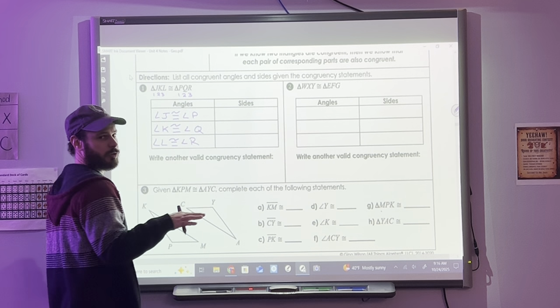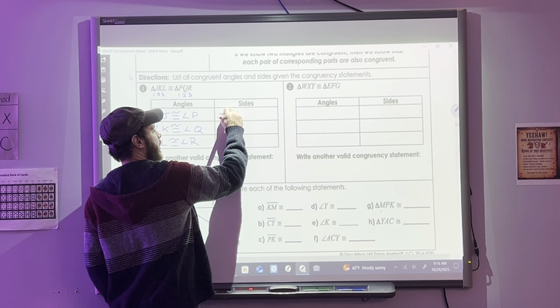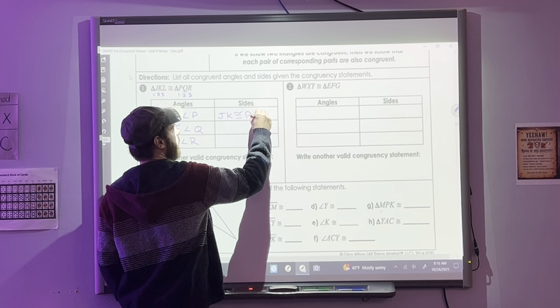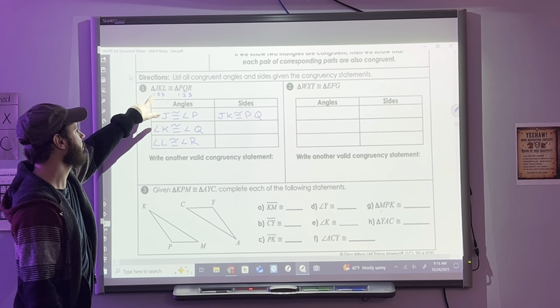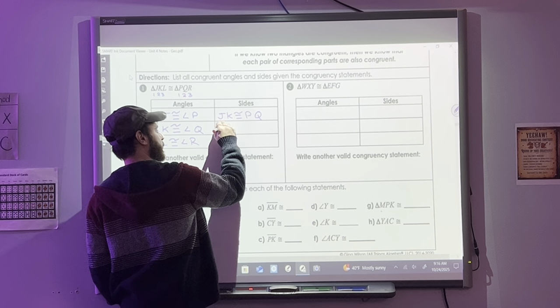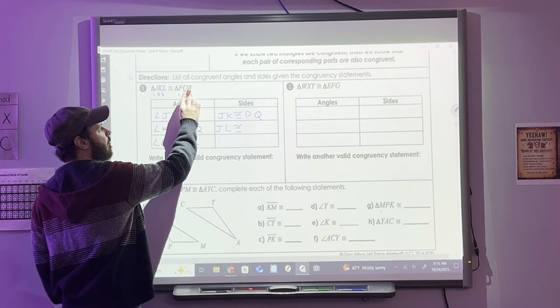Sides, okay, this one's a little bit trickier, maybe. I'm gonna pair up number 1 and number 2. JK is congruent to number 1 and number 2 here. PQ. Okay. So I paired number 1 with 2. How about I pair number 1 with 3? 1, 3. JL. That's congruent to the other 1, 3. PR.